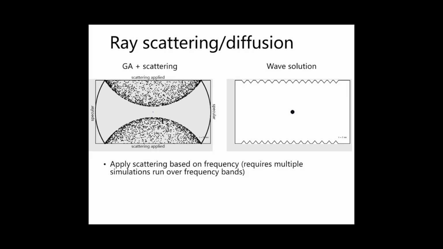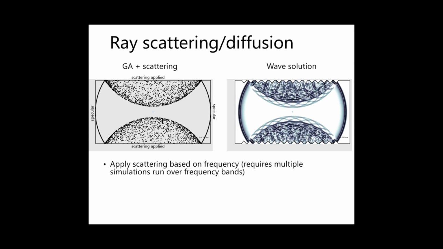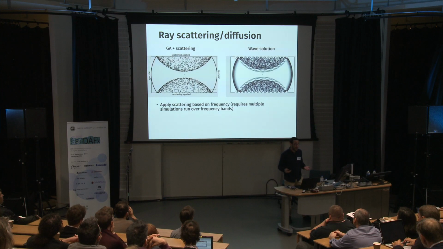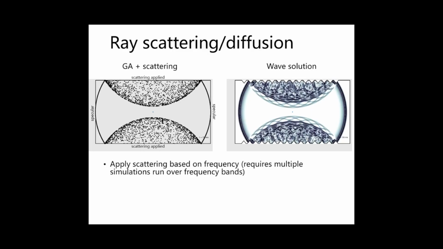You could compare that to a wave-based simulation, and maybe argue that it's reproducing the diffusion a bit. But if you really compare these, you'll see that there are some fine features which just aren't reproduced at all. So it ultimately depends on whether that is audible or not. And if you're going to introduce scattering and diffusion, that means you have to run your simulations over multiple frequency bands, because there's going to be a different amount of scattering at different frequencies.